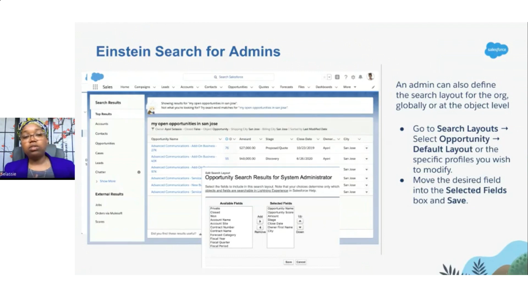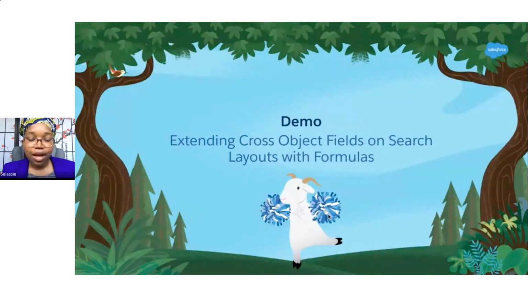However, there's another little trick I want to show you, a special little hack. And it is, what if you have some fields that are on a different object that you want to show up on another object? So for example, you may have the city information that is on the account object, but you want that to show up when you search for opportunities. I'm going to show you how to extend cross-object fields on your search layouts with formulas.